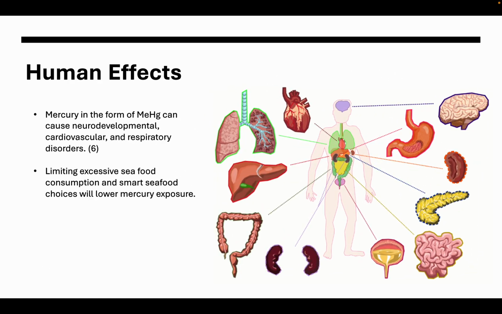Some of the negative human effects are somewhat the same, and once again we're looking at methylmercury, a compound that can cause neurodevelopmental, cardiovascular, and respiratory disorders. So just to help other people, limiting excessive seafood consumption and making smart seafood choices will limit your mercury exposure.